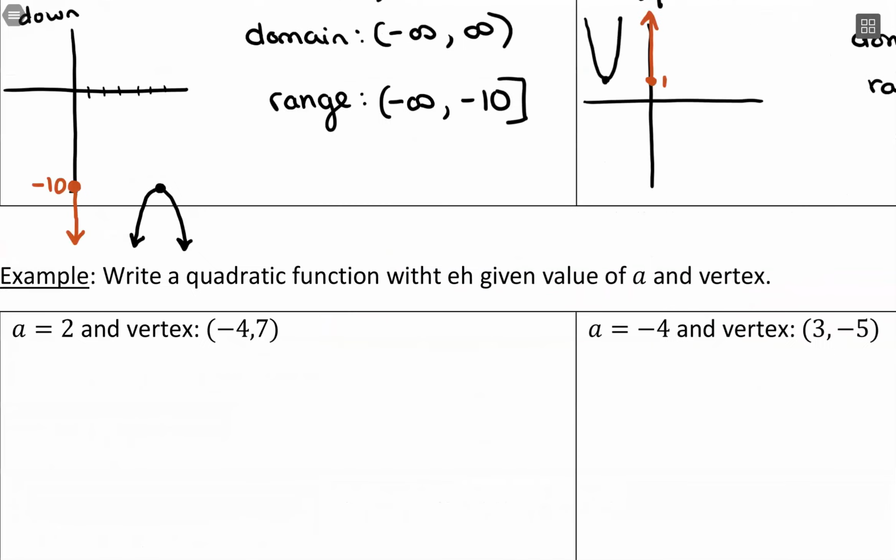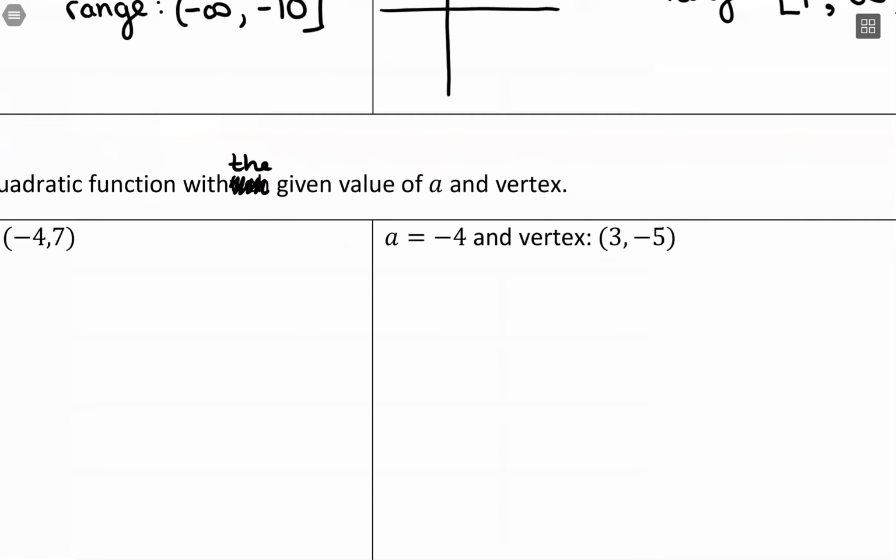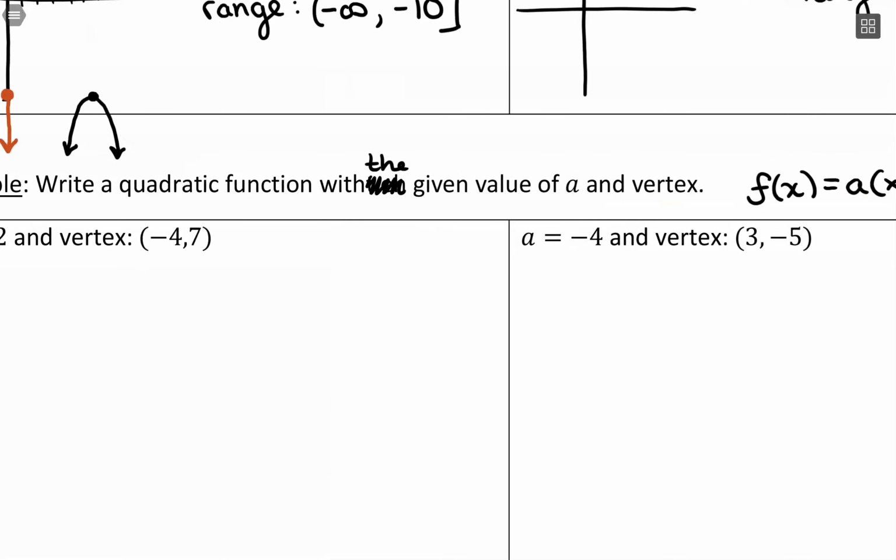All right, our last piece here is going to be really quick. It's just forming the functions using the vertex and a. I have a little typo here with the given value of a in the vertex. So my general form for vertex is f of x equals a times x minus h squared plus k. What I'm doing is plugging in the value for a, and then plugging in the vertex.